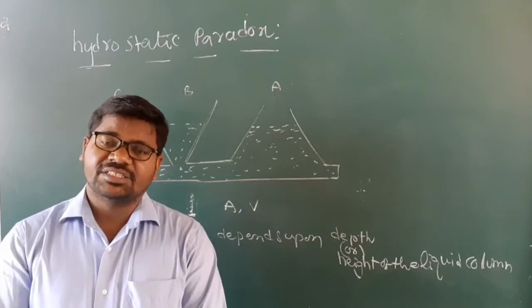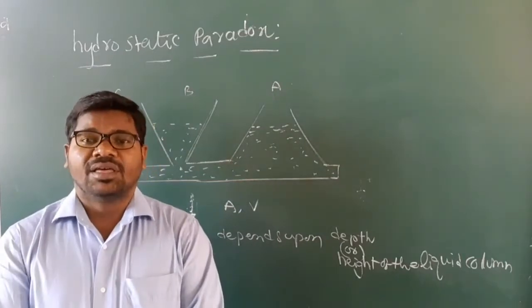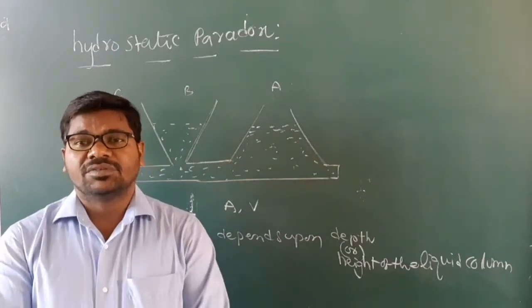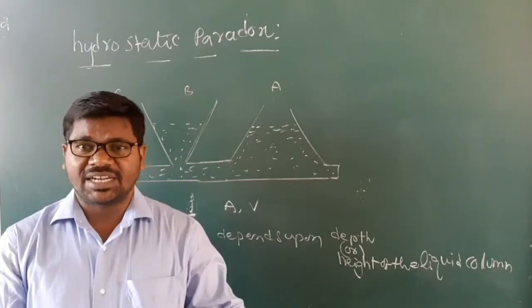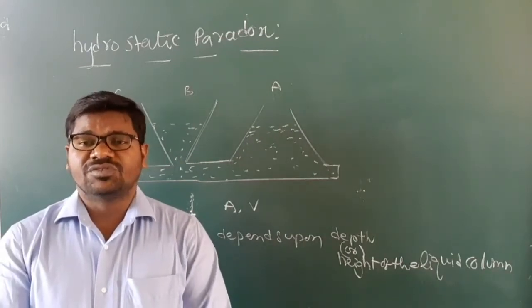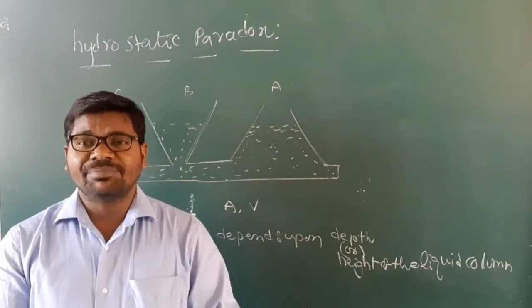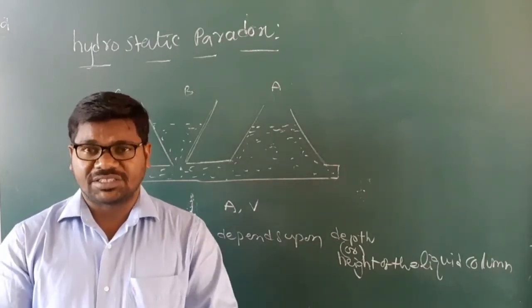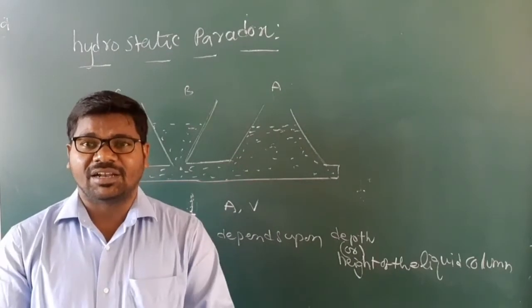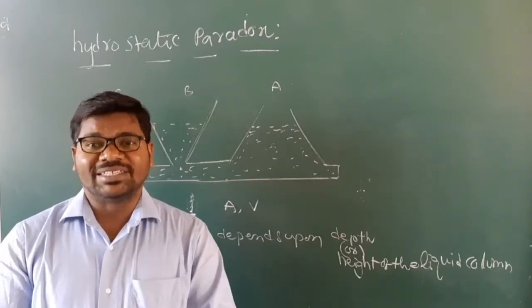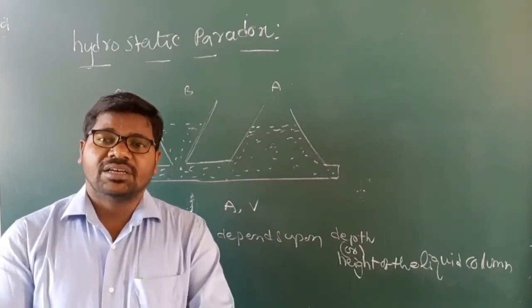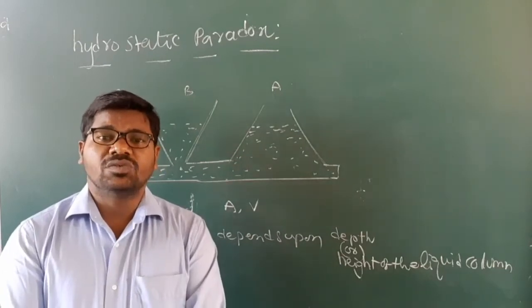So in this case, the pressure is the same. The pressure of a static fluid is the same at the same height; the points at the same height have the same pressure, which is independent of area of cross section and volume of the vessel. Understand?